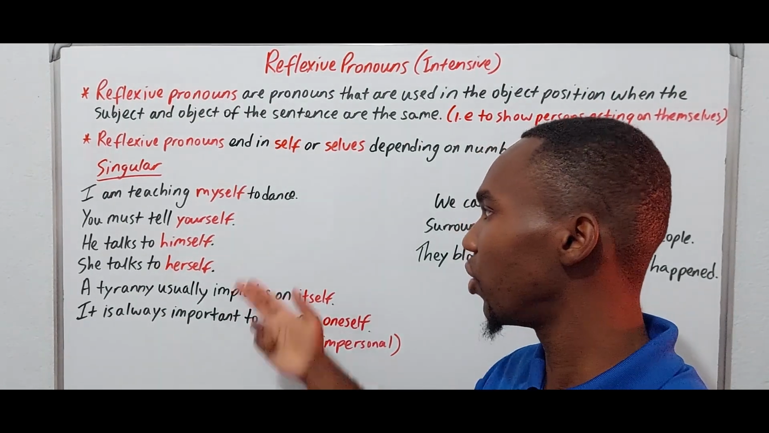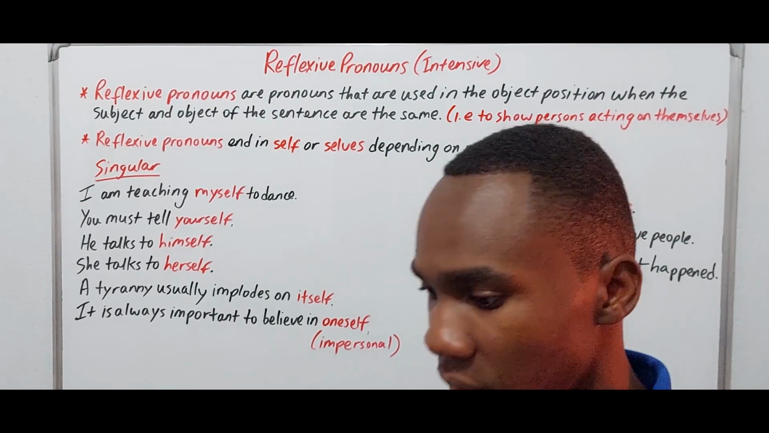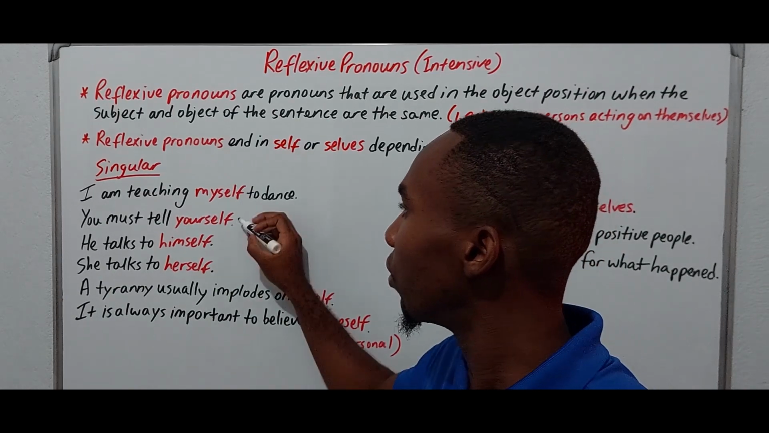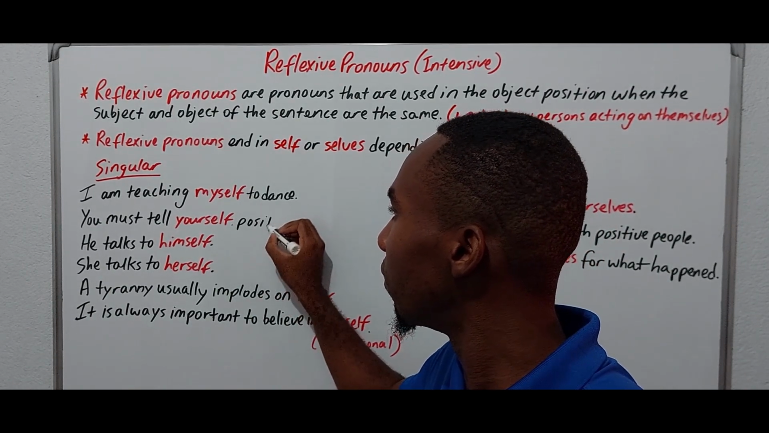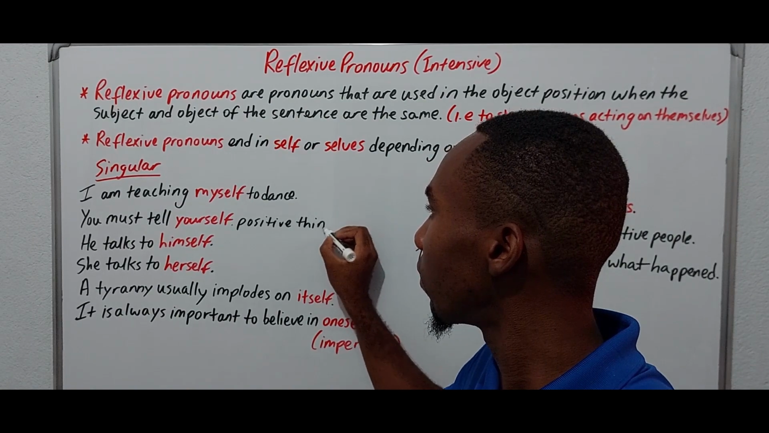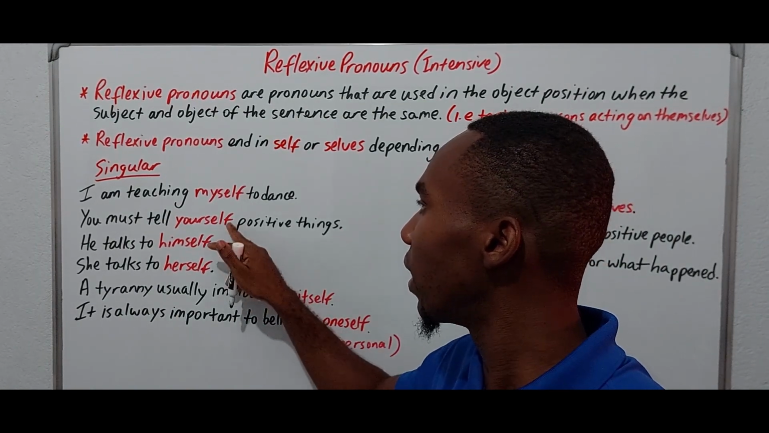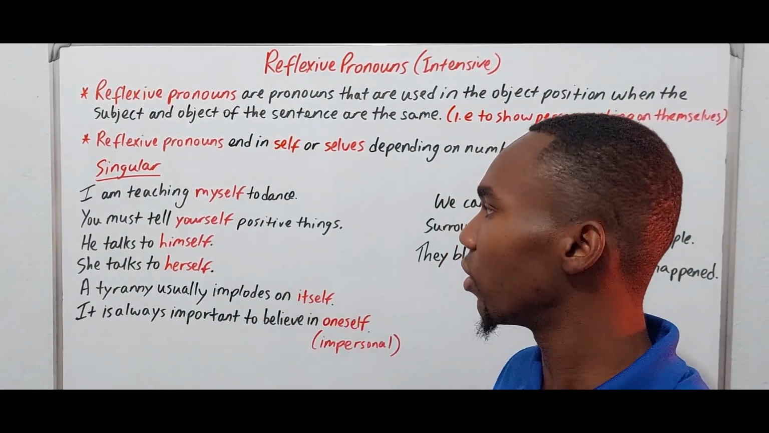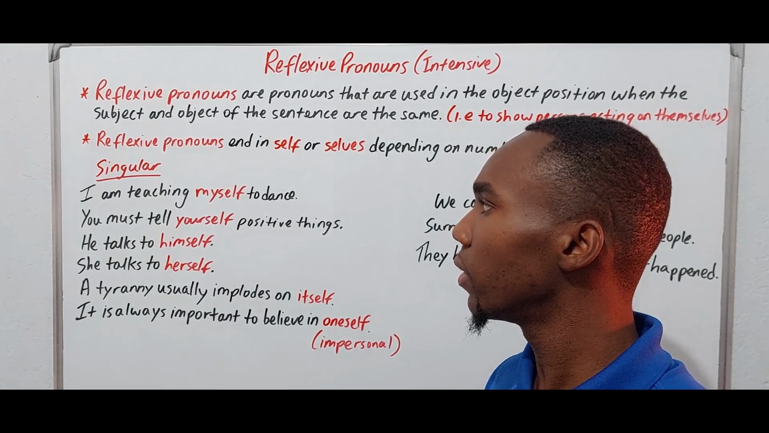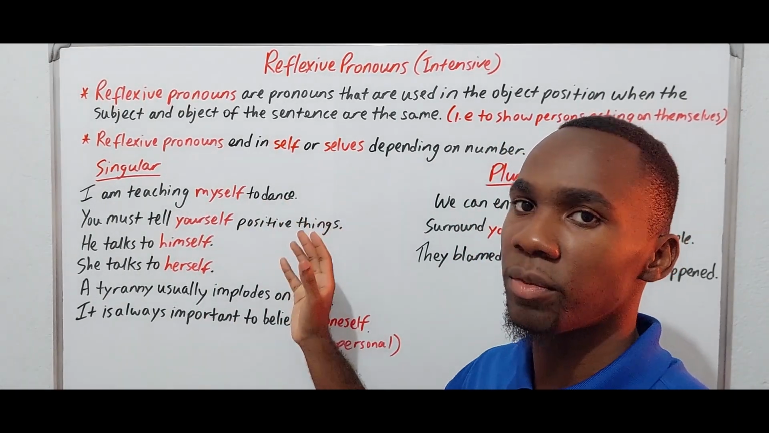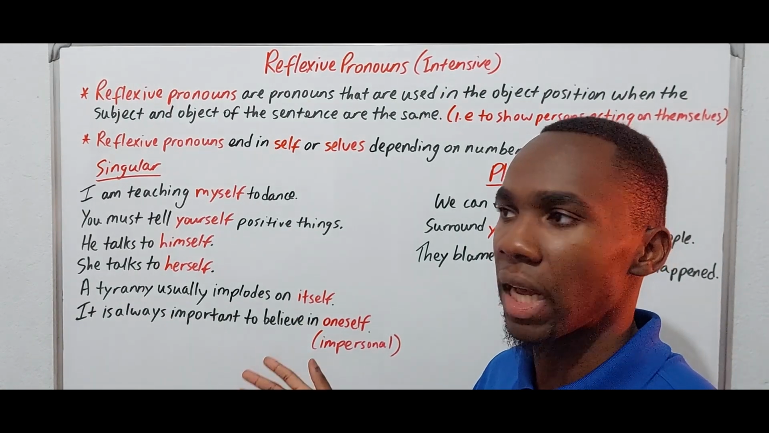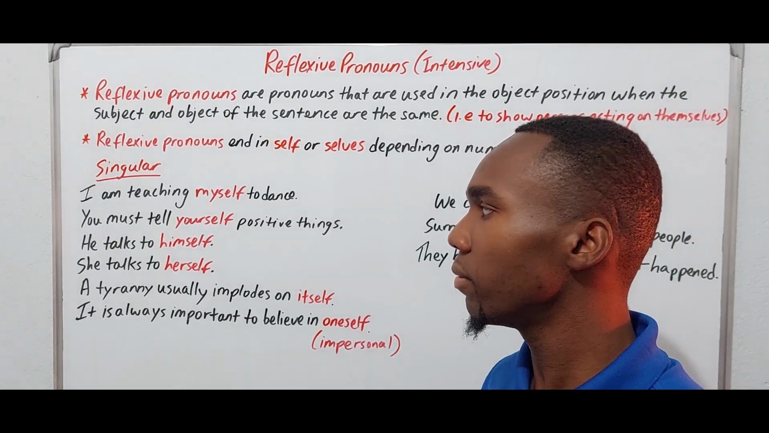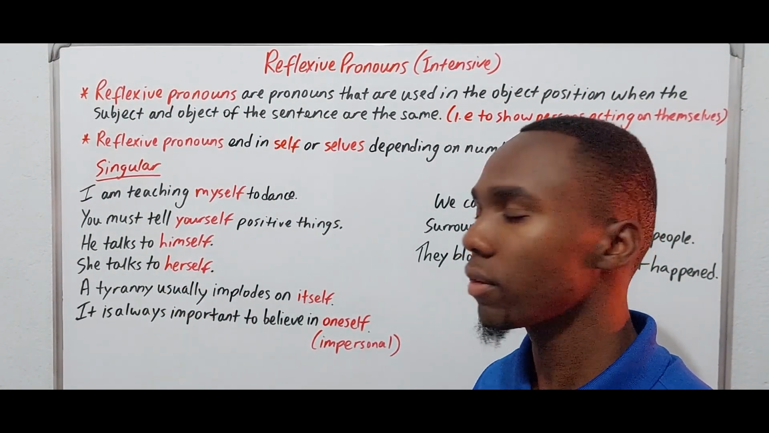But let me just add on a little thing. Instead of saying tell yourself, you should tell yourself positive things, right? Because tell is one of those verbs that require a direct and an indirect object. So you must tell yourself positive things. So you see that the reflexive pronoun will follow the verb, right? Because objects follow the verb, right? He talks to himself. She talks to herself, right?